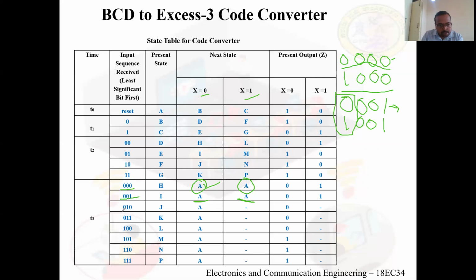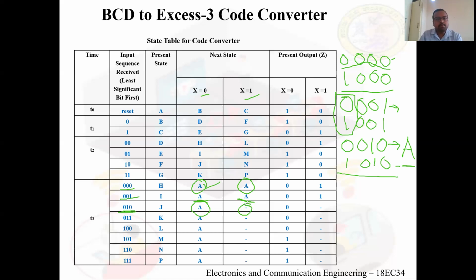Now what we have is 0, 1, 0, 0, 1, 0. Now for 0, 1, 0, I receive 0 here, and for 0, 1, 0, I receive 1. What will happen to this one? This will also go to the reset state because we received the 4 inputs for this one. We have written it as reset state A here. Now for this one, we put a dash. Right? Why do we put a dash?